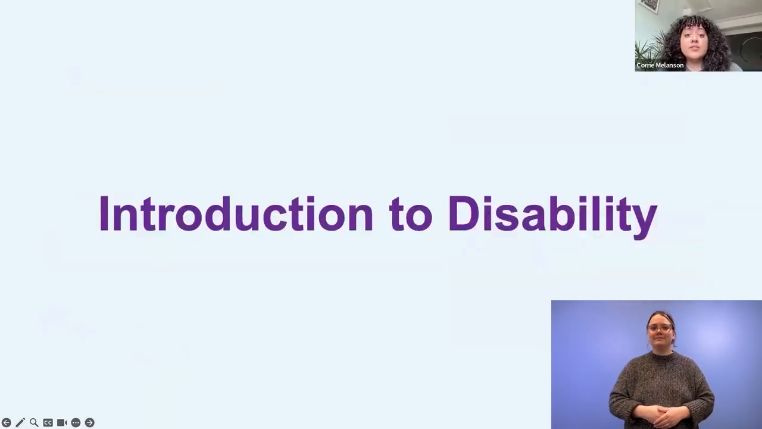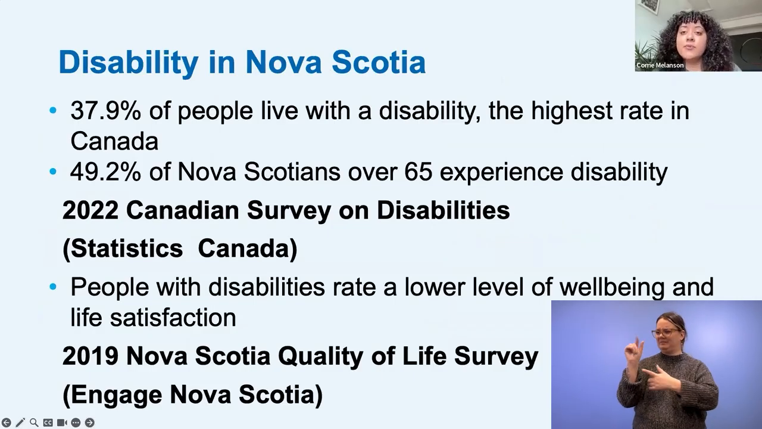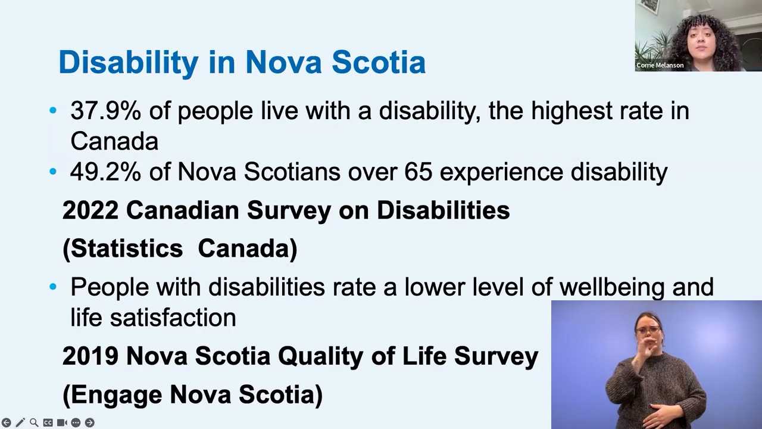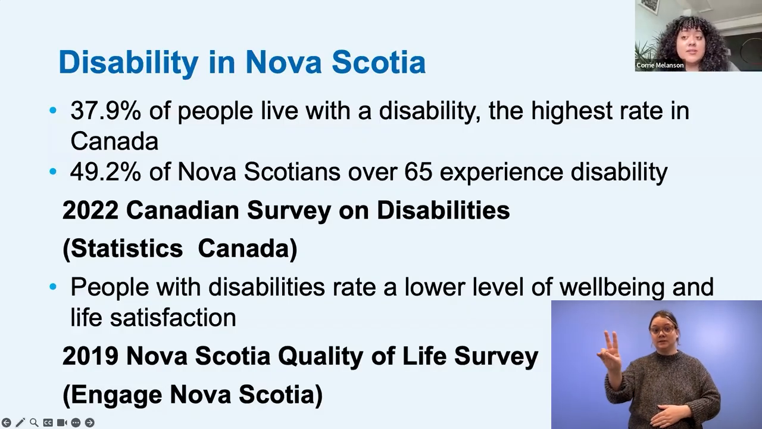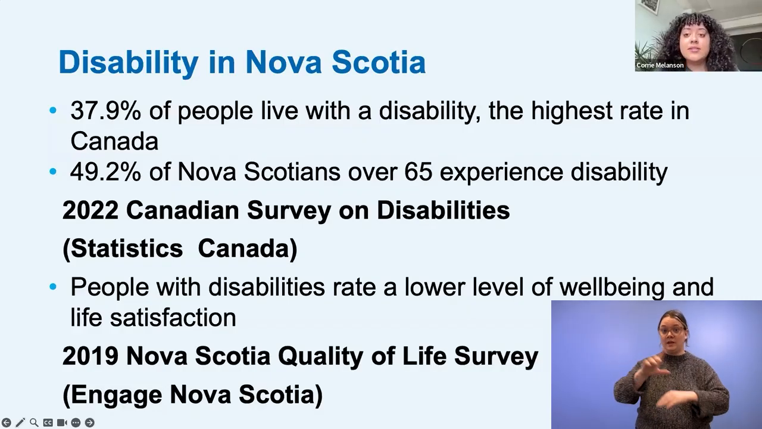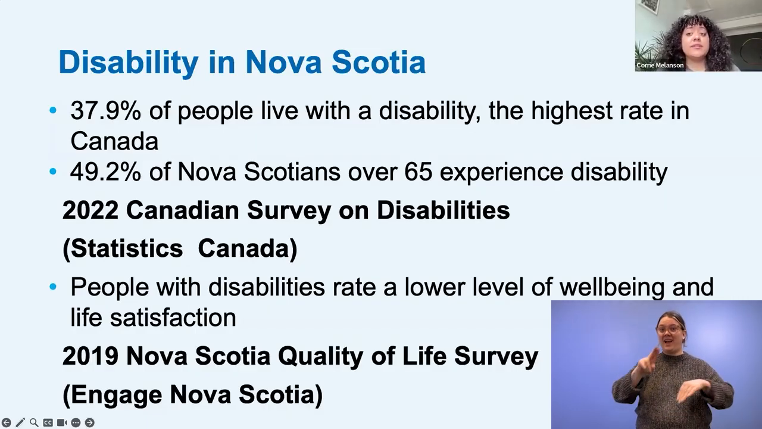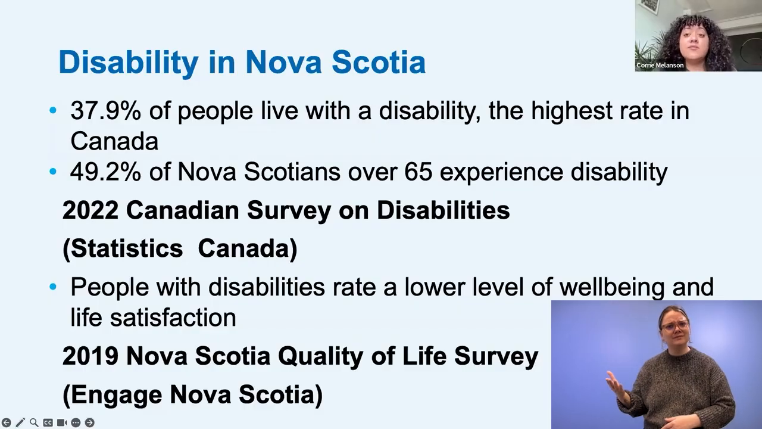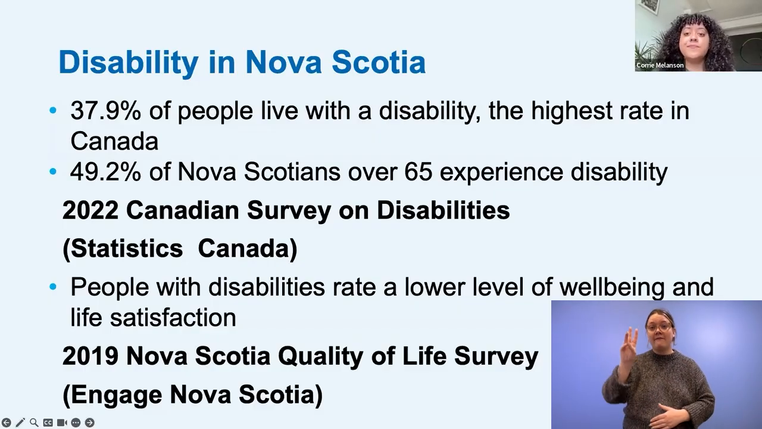Okay, so introduction to disability. To broaden our understanding of disability, it is important to have a sense about what this looks like in Nova Scotia. So did you know that based on the 2022 Canadian Survey of Disabilities, Nova Scotians reported the highest rate of disability in the country, with 37.9% of our population living with a disability, while the national average is now 27%. So this number raises to 49.2% for Nova Scotians aged 65 and older.